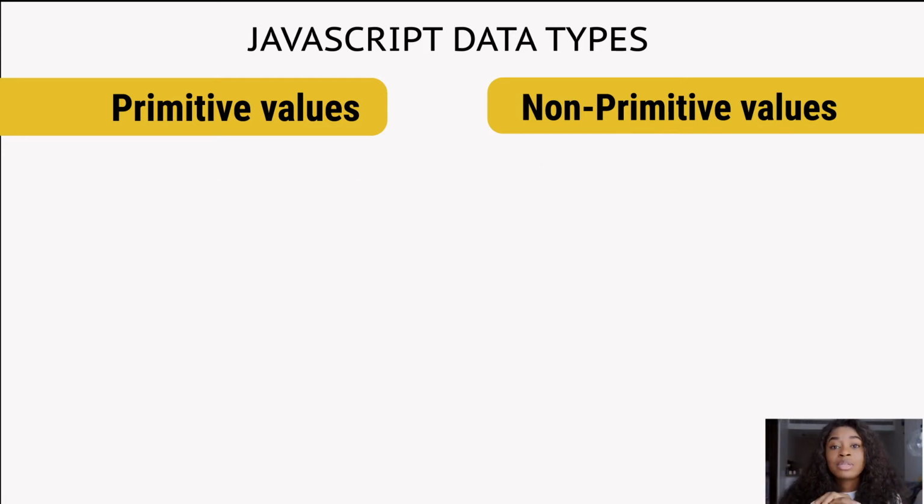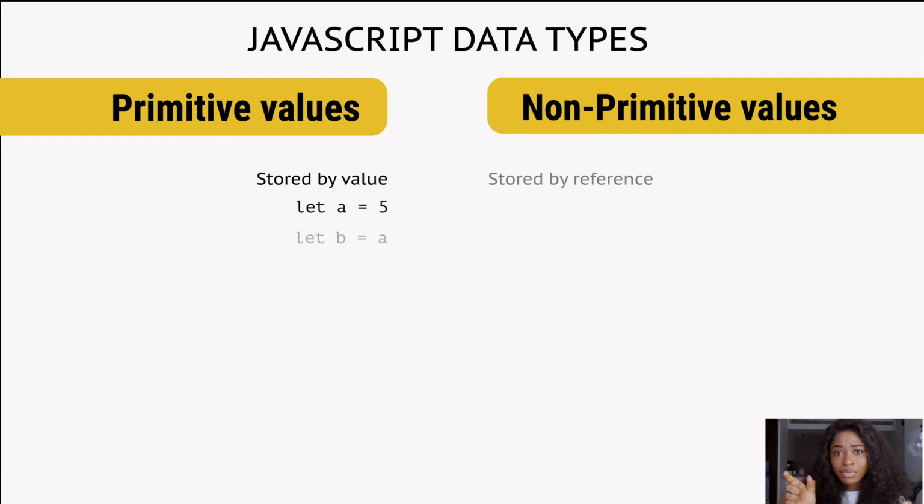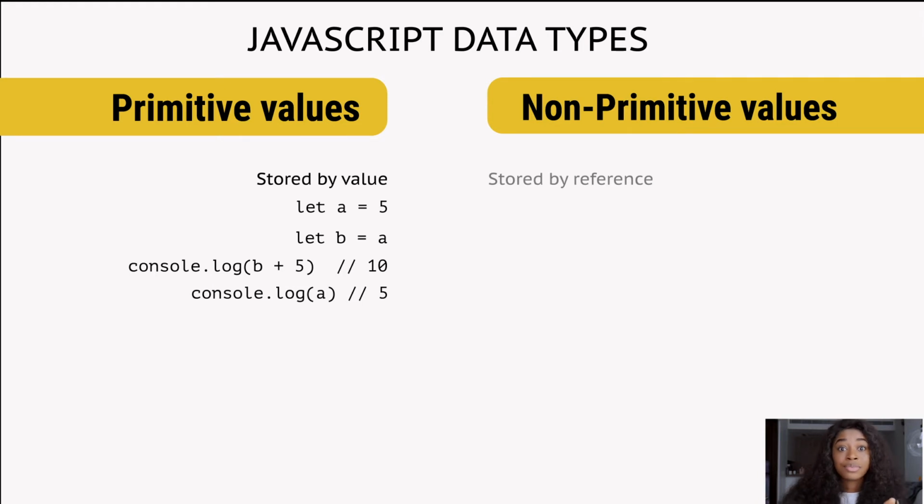Another difference between primitives and non-primitives is that primitives are stored by value while non-primitives are stored by reference. Let me explain that. For example, if I declare a variable a and initialize its value to 5, and I declare another variable b and assign the value of a to it, a and b basically have no relationship. The JavaScript engine just copies the value stored in a into the location of b. If I decide to add 5 to whatever value b holds, b's value will be updated, but a's value will not change because they do not have any relationship.